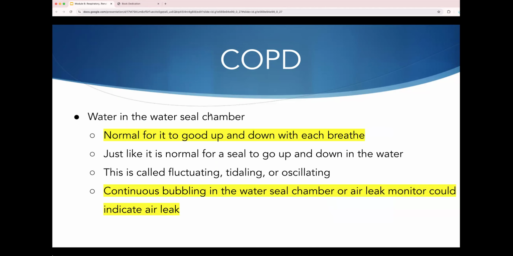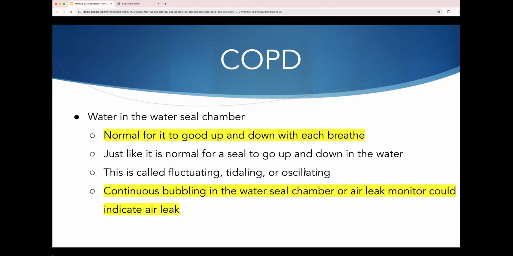So I want you to remember the seal and think of the water seal chamber of a chest tube. Just like it's normal for a seal to go up for oxygen and down for food, it is normal for the water in the water seal chamber of a chest tube to go up and down with each breath the patient takes. This is what we call fluctuating, tidaling, or oscillating. So it is normal for the water in the water seal chamber to go up and down with each patient breath. That is normal. So I want you to know that.